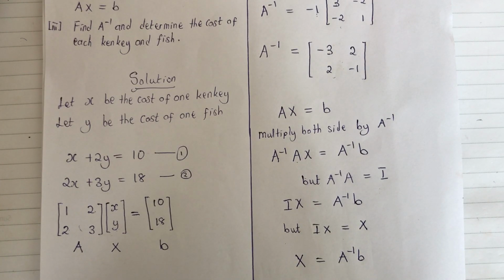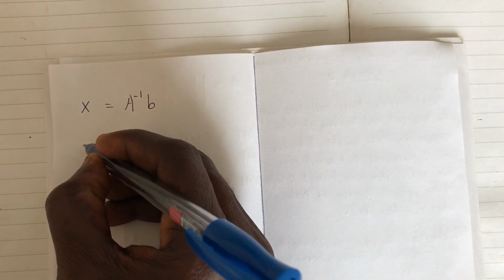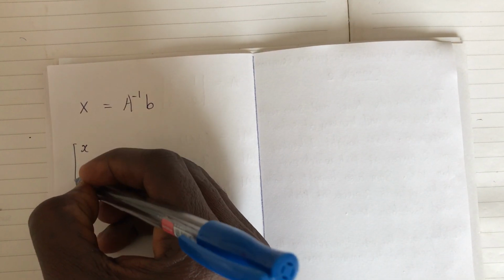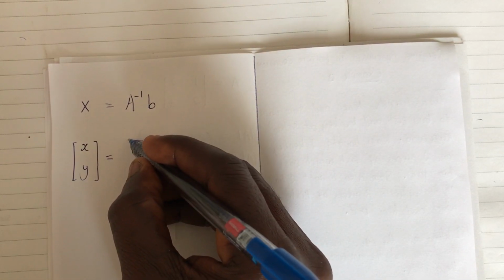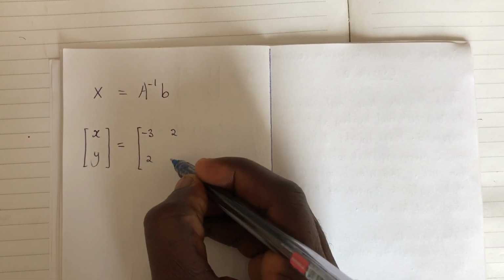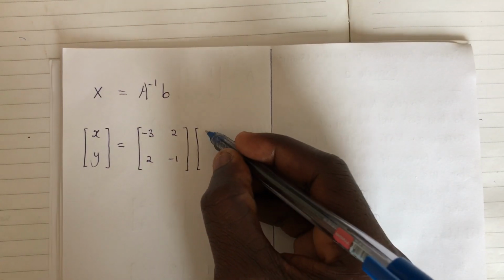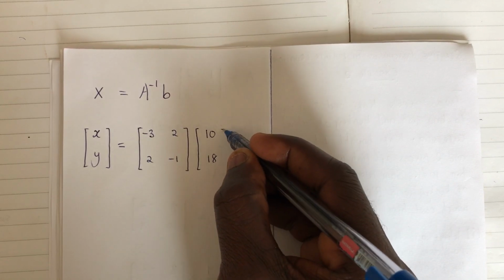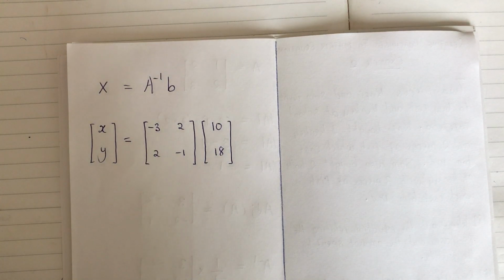So let's see what we have. The formula was giving us x equals A inverse times B. We know B to be 10 and 18. So we have x here is x and y, equal to the inverse matrix, which is negative 3, 2, 2, negative 1, times 10, 18. So now we can multiply this to find the values of x and y.